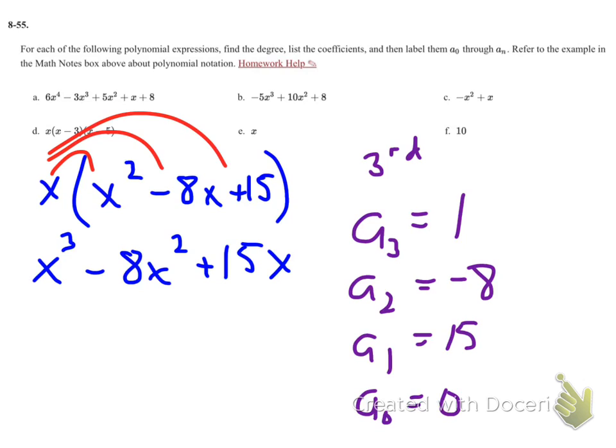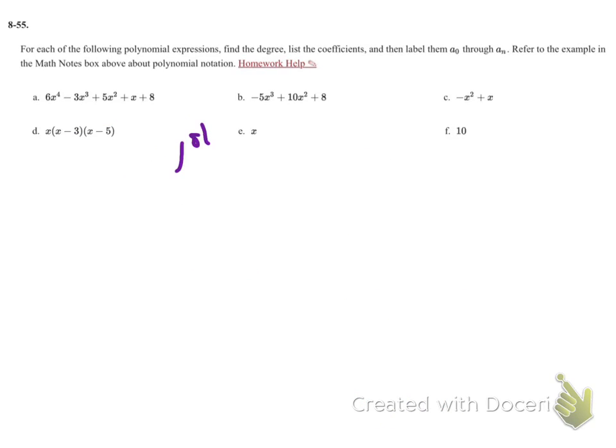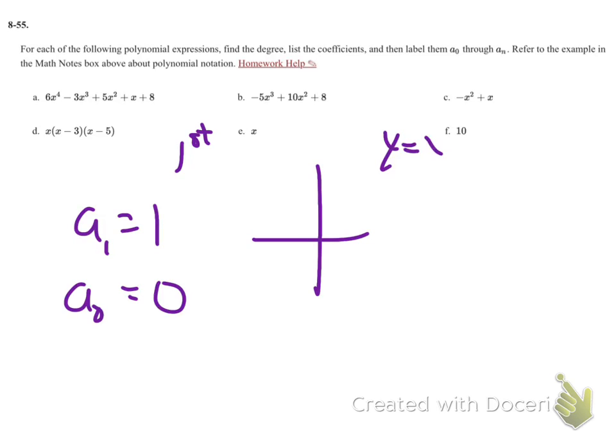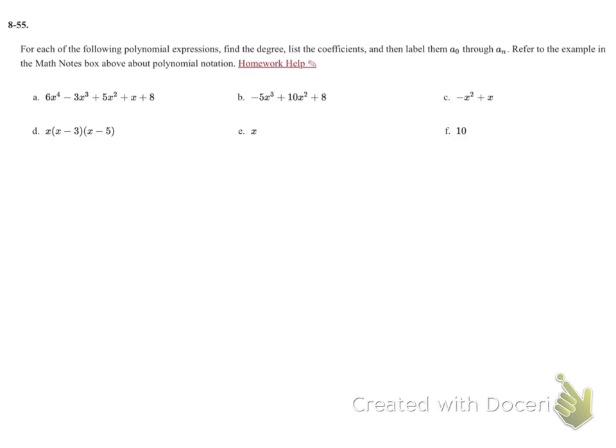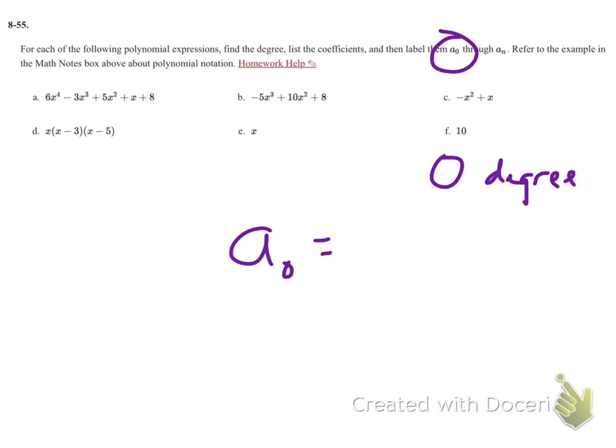Looking at problem C, it is a first degree polynomial. First, my a sub 1 is 1, and my a sub 0 doesn't exist. It is 0. That, by the way, would be the equation y equals x. It would look like that. And the last one, it is a 0 degree polynomial, because the only thing I have is the a sub 0, and that is 10.